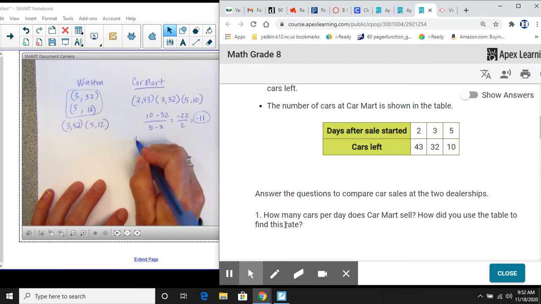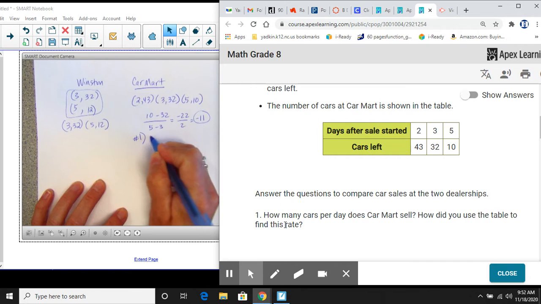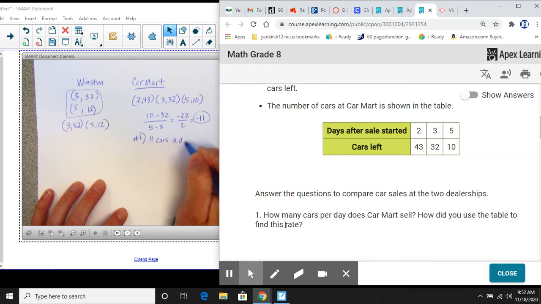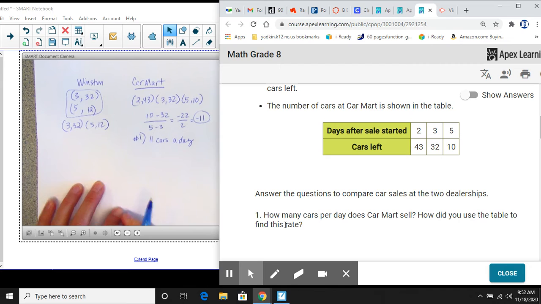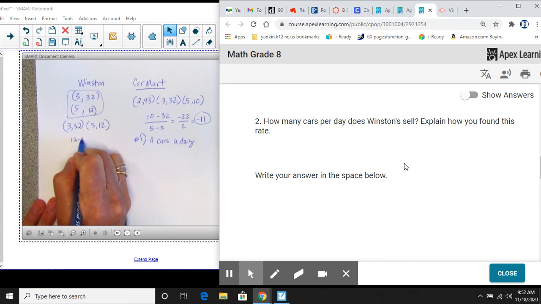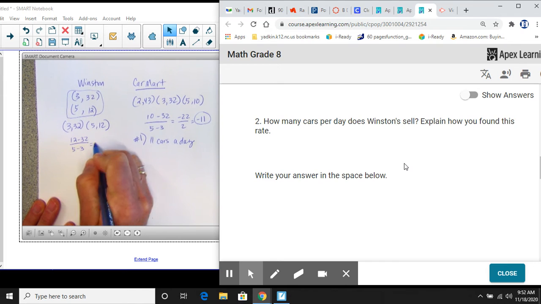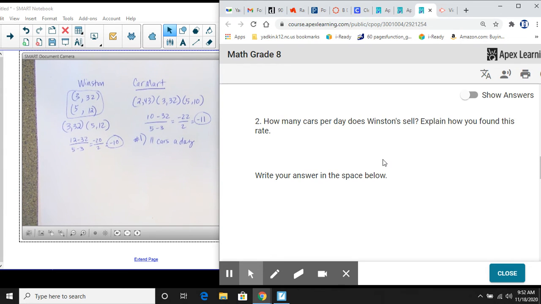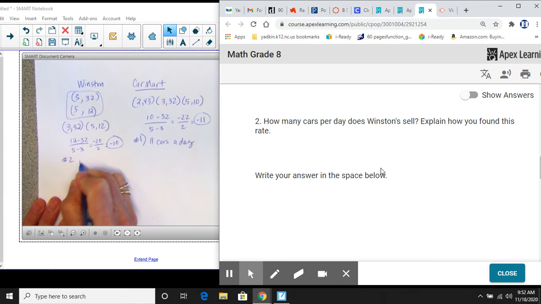So for number 1, how many cars do they sell? 11 cars a day. How did you use the table to find this rate? We used the slope formula. Okay, number 2 says, how many cars per day does Winston sell? Let's do the same thing. Put this in the slope formula. 12 minus 32 over 5 minus 3 gives you negative 20 over 2, which is a negative 10. And again, it's negative because they're selling. They're getting rid of their cars, 10 cars per day. So for number 2, 10 cars a day.